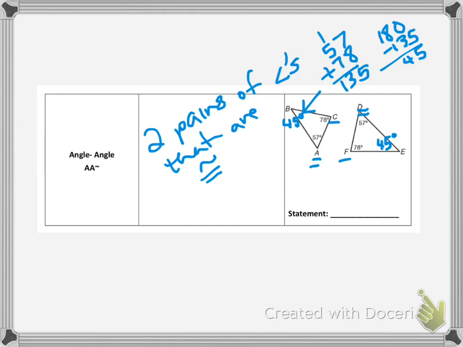So let's just make sure I match up my angles properly. Angle ABC similar to angle A is like D, B is like E, C is like F.